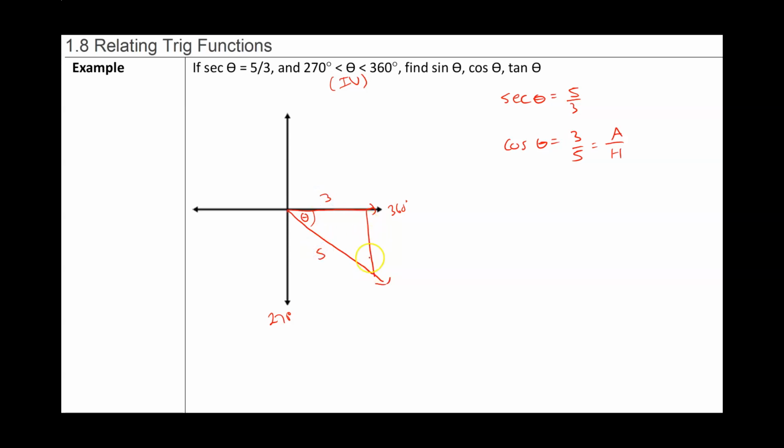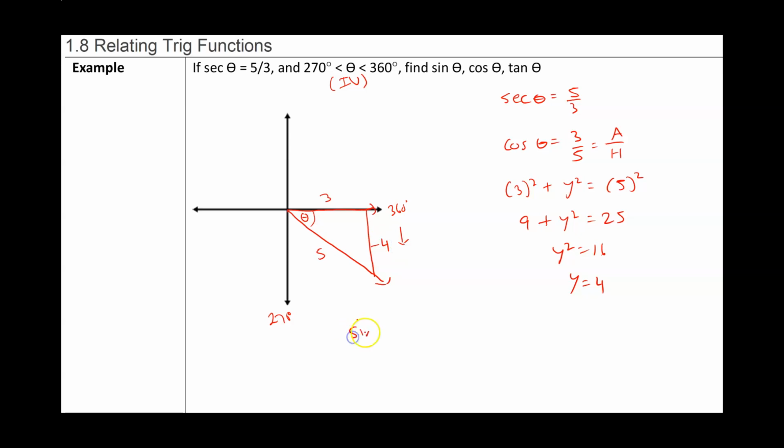But we're still missing the opposite side. We're missing the vertical side. So I'm going to say that a squared plus b squared equals c squared. This is 9 plus y squared equals 25. Y squared equals 16, which means y is 4. But because we're going in the negative direction, y will be negative 4.